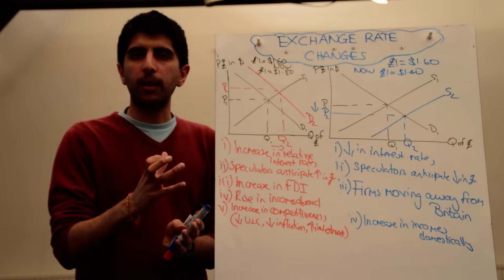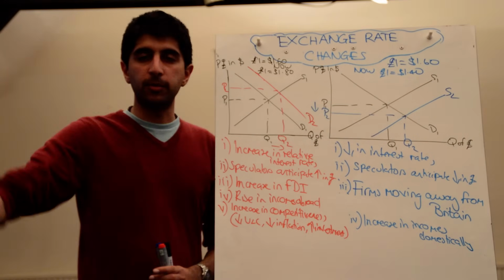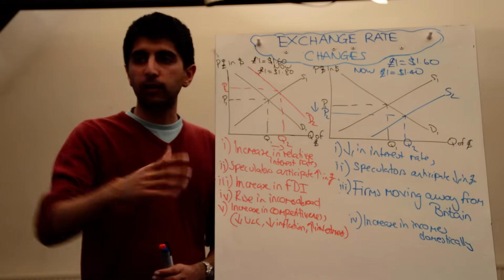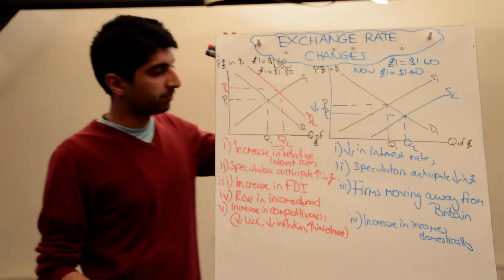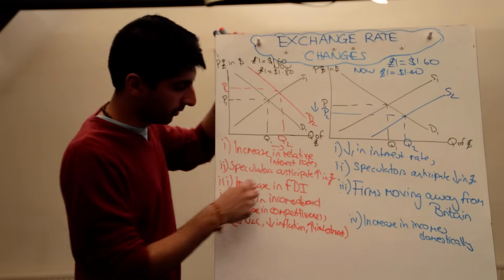It's not a great place for me to get a rate of return on my savings. So they move their money away from the UK, increasing the supply of the pound for another currency. That's just the opposite of this. That's just the opposite of an increase in FDI.